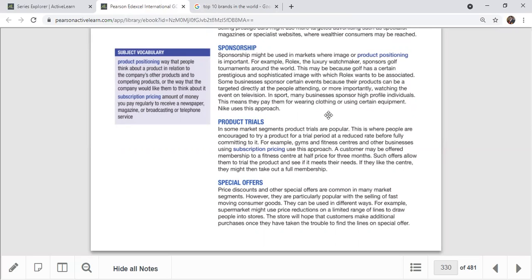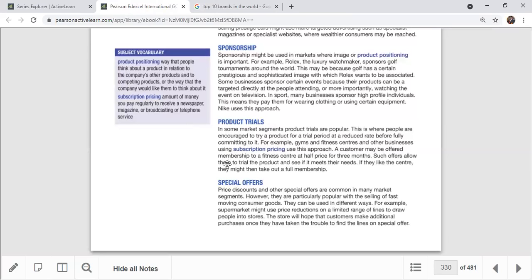Many businesses sponsor high profile individuals. This means that they pay them for wearing clothes or using certain equipment. Nike uses this approach. Any NBA player, like Lakers player LeBron James, is sponsored by Nike, right? In all his games he is always using Nike shoes. So he is sponsored with millions of dollars in the package, right? Only just to wear these products.